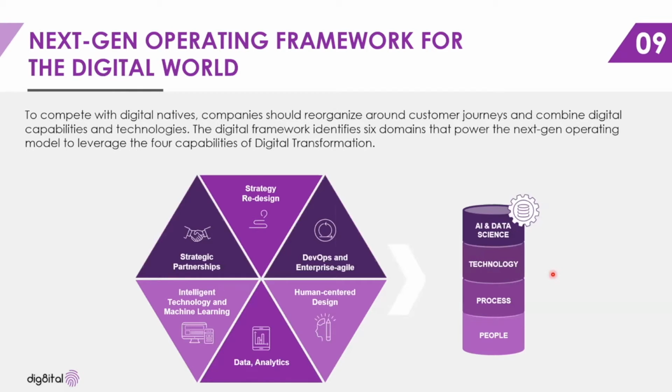And that's the reason why Digital created for its customers a digital transformation framework that is covering 6 key domains that must be embedded through the 4 key capabilities that we have mentioned before. So people, processes, technology, AI.